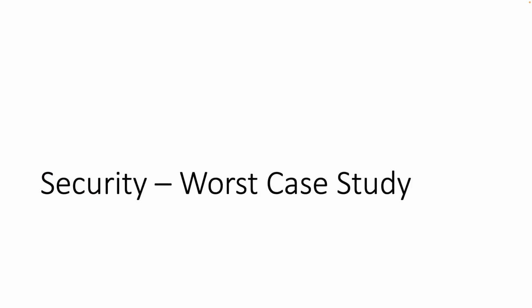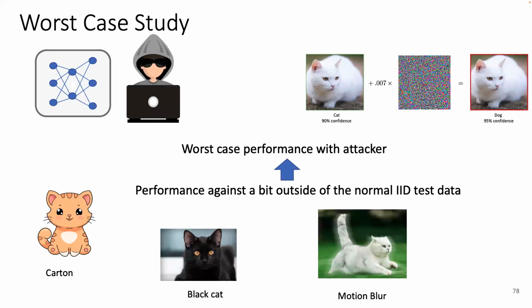So next, we already talked about the robustness side, which you can view as a natural shift, out of distribution, or domain shift. That aims to evaluate the generalization of the model. Next, we hope to talk about the security perspective. So we want to study the worst-case scenario. The difference from the previous studies is that before, we wanted to evaluate performance a bit outside of the normal IID test data. But for worst-case studies from the security perspective, we hope to add attackers into these systems to see what is the worst performance we will meet in the real world of these systems.